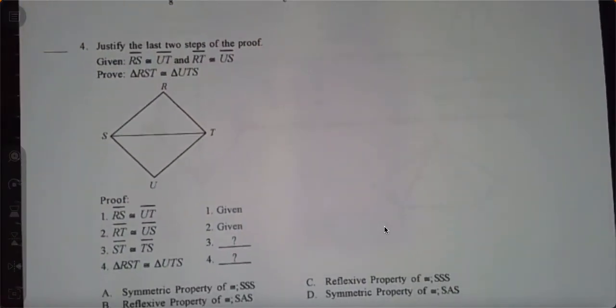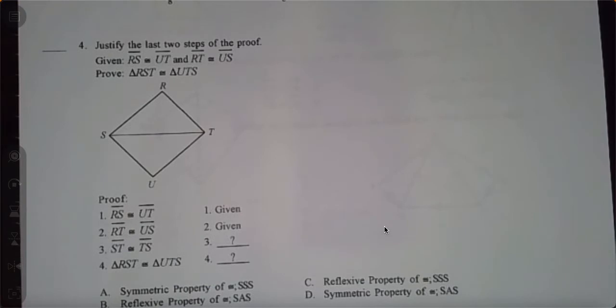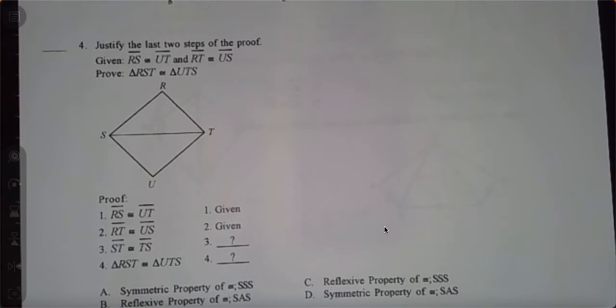Number 4, this one was on your quiz. It says, what are the 2 reasons down here? Why is ST equal to TS? Reflexive property, right? So we know it's either B or C. And then, why are the triangles congruent? Is it side, side, side? It is side, side, side.